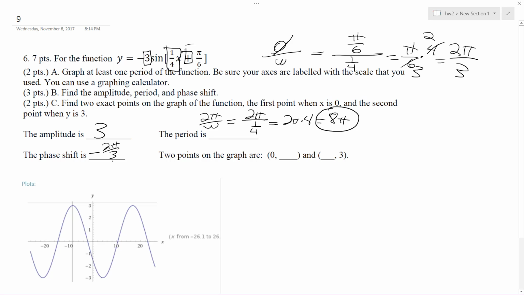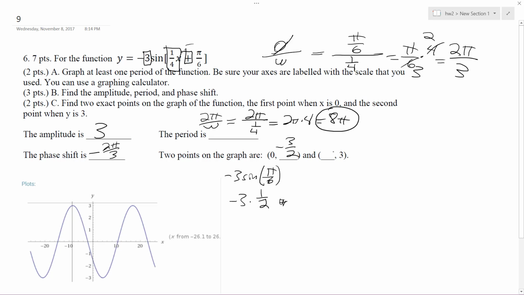Now, 2 points on the graph. 0, so I plug in 0. If you plug in 0, you get negative 3 times the sine of pi over 6. Sine of pi over 6 is equal to 1/2, so negative 3 times 1/2. Yeah, that's right. So negative 3 over 2.